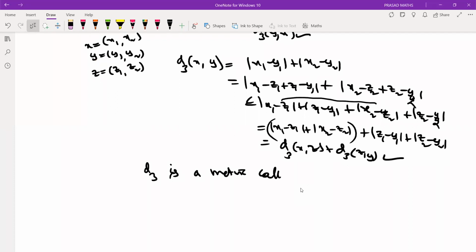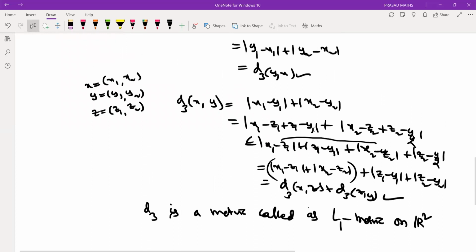This is called the L1 metric on R2. Understand this? This is a metric. We can call this metric the L1 metric. So it is a very standard metric actually.